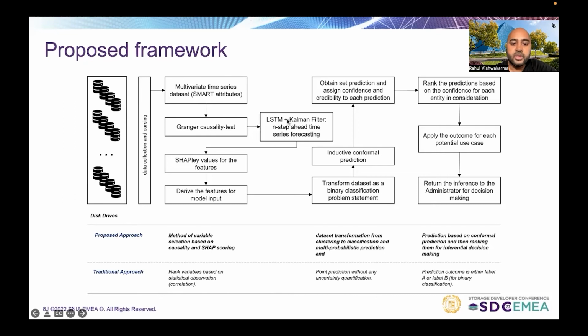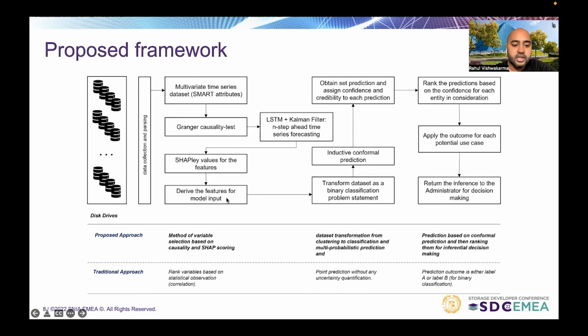So that's the reason we used LSTM and Kalman filter. We created a hybrid approach over here. Before that, we tested the Granger causality test. The data set was SMART attributes of the disk drives. And finally, we used Shapley features for selecting which features to use. So all these, 1, 2, 3, 4, were part of our data processing.